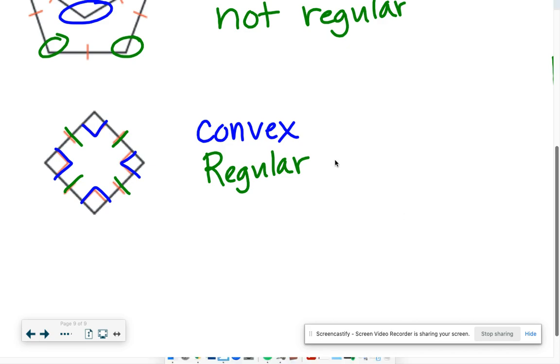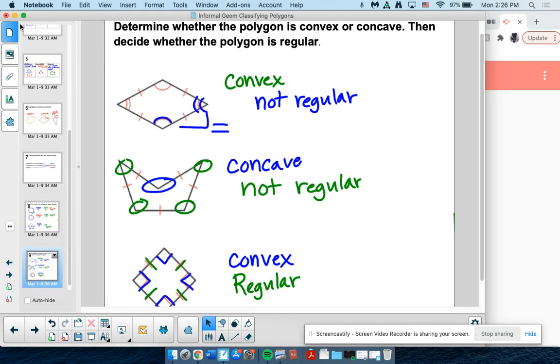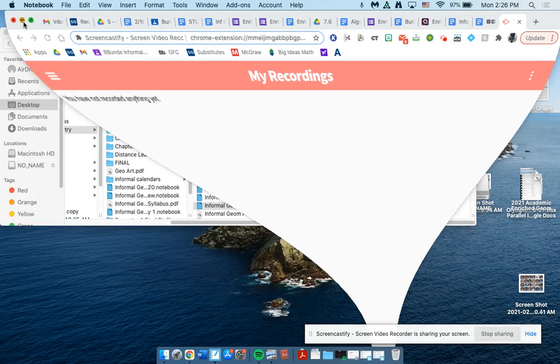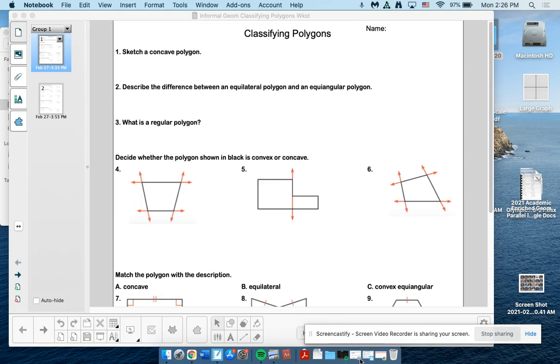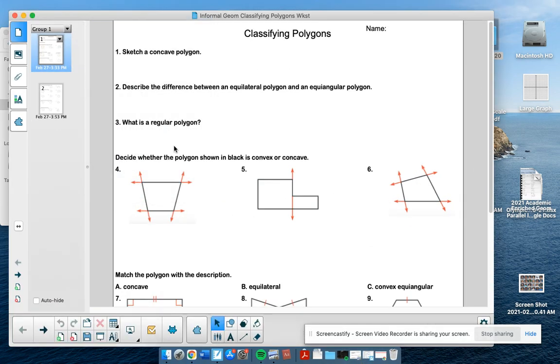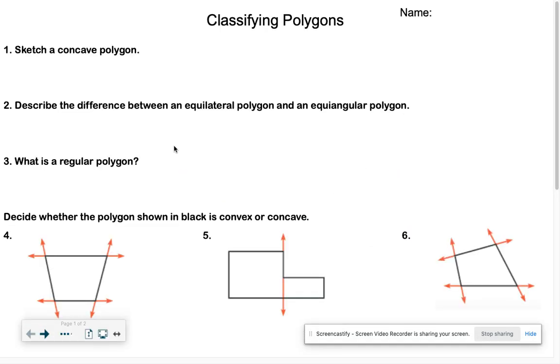How about let's maybe start the worksheet together too real quick. So I'm going to pull that up. All right, this is what your worksheet should look like. And we'll do the first few together to get you started here. Number 1 says sketch a concave polygon. So just draw any shape or figure that dips inward. I'm going to do something like this. Kind of looks like a comb. There we go. That's concave.